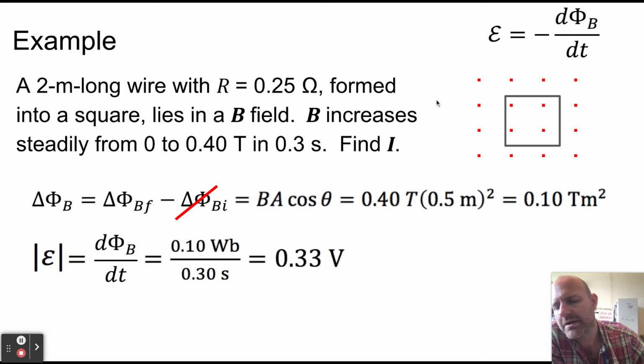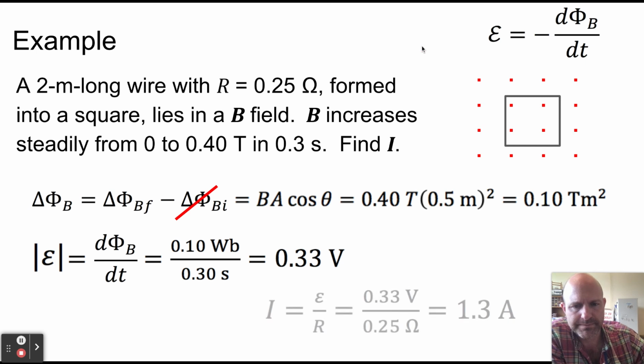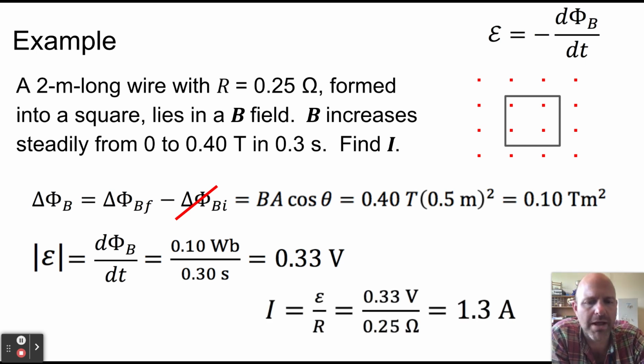The EMF then, the absolute value of it, should be the rate of change of that flux. That's 0.1 Weber divided by 0.3 seconds, and we get basically 1/3 of a volt. Then we apply what we know from Ohm's law with the current to find the current of 1.3 amps.